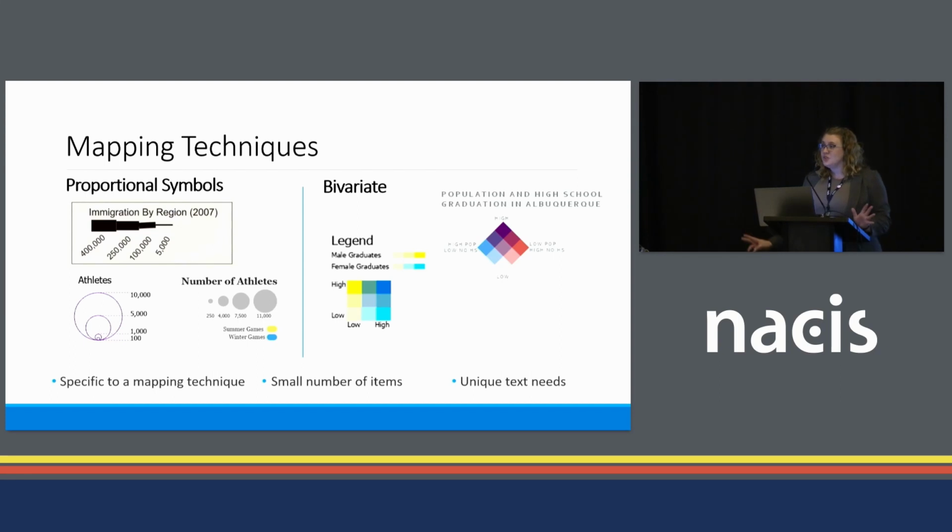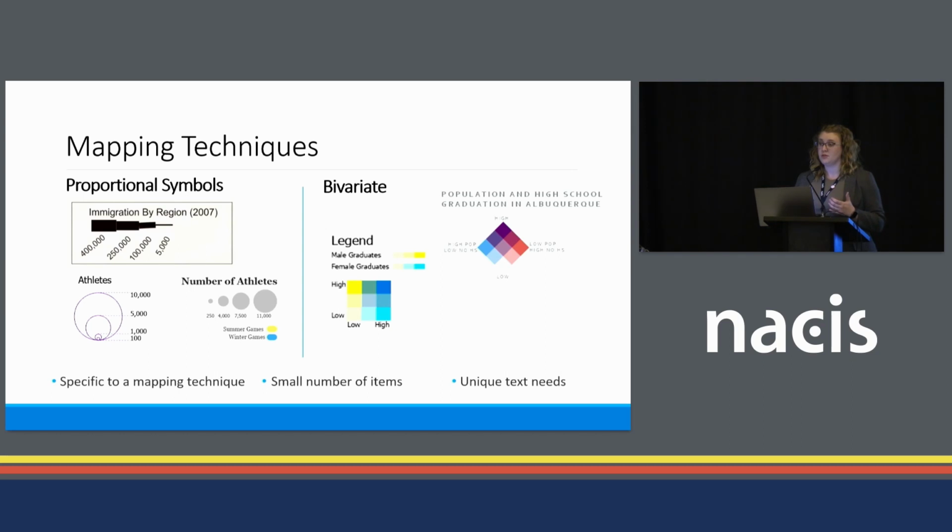Okay, the next two are similar, so they got on the same slide, but they are technically different, and these are legends specific to a mapping technique. I identified proportional symbol and bivariate. Of course, as new mapping techniques get more popular, there will probably be more legends like this. These tend to have a small number of items, and they have very specific needs tied to their mapping techniques.